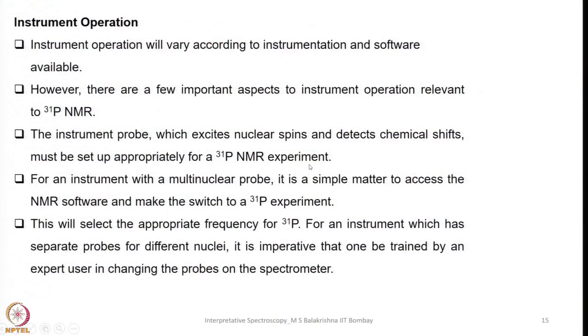So let me continue from where I had stopped. Now let's look into some important information regarding instrument operation as far as measurement of 31P NMR spectra are concerned. Instrument operation will vary according to instrumentation and software available. It varies with different company instruments and the software employed there. However, there are a few important aspects to instrument operation relevant to 31P NMR one should know before they put their hands on the instrument to measure 31P NMR spectra.